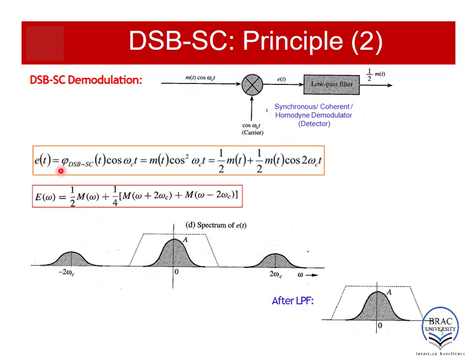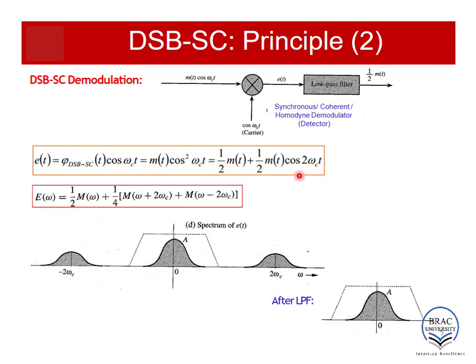So this is our modulated signal multiplied by the carrier signal. As the modulated signal is m(t) cos ωct, the multiplication will be m(t) into cos² ωct. As you all know, we can use the formula cos² ωct equals (1 + cos 2ωct)/2. So the result is half m(t) plus half m(t) cos 2ωct.